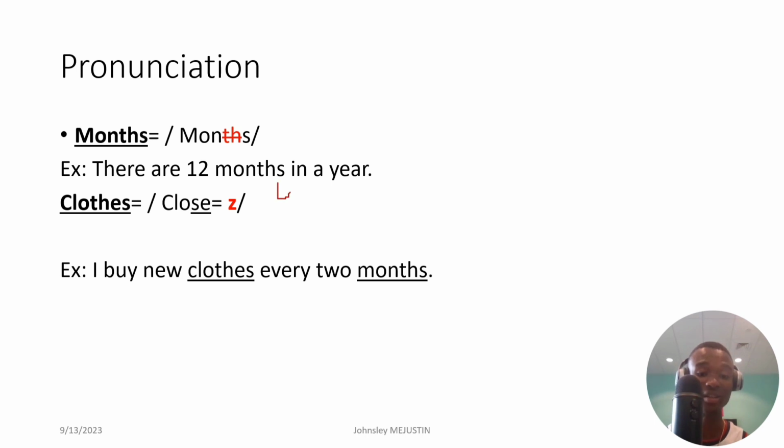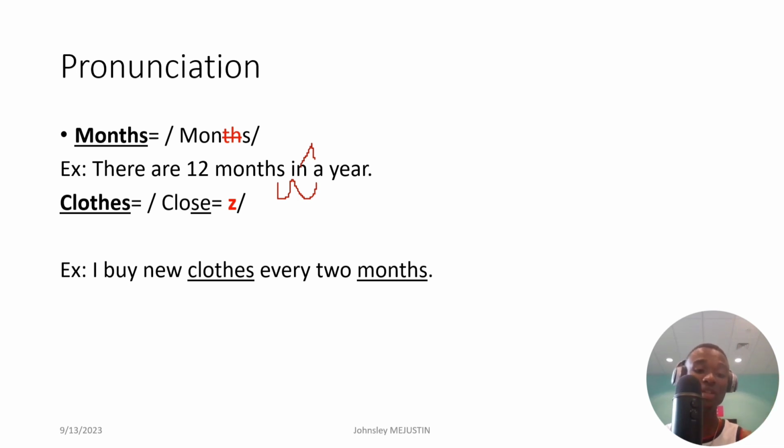Do the same thing here, with connected speech. Let's go. Months in a year. Months in a. There are 12 months in a year. Il y a 12 mois dans une année. There are 12 months in a year. Okay? Don't worry too much about saying months. Just say months. Okay?